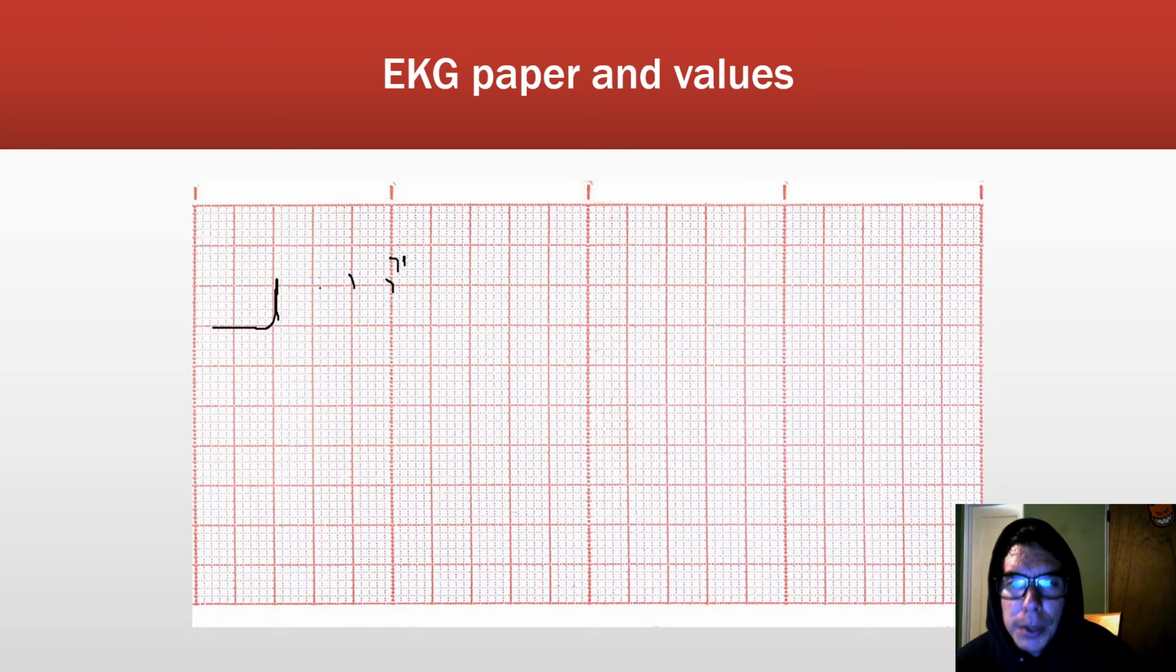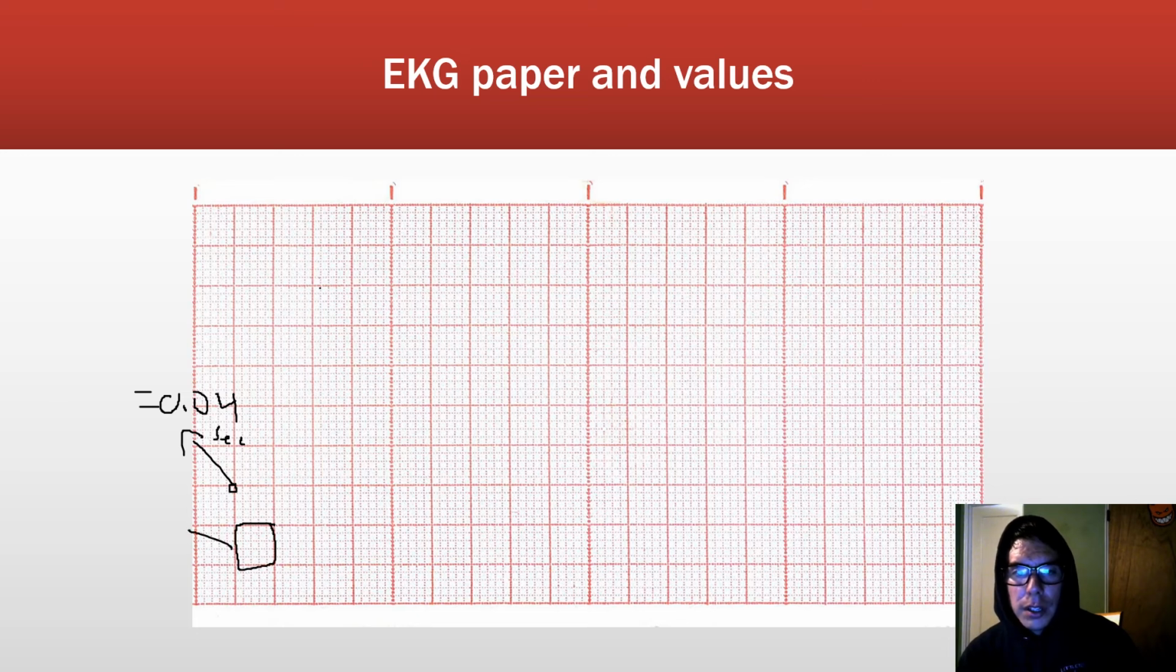But back to the paper here, each small box, so just this tiny little one here, each small box equals 0.04 seconds. There's 5 in each large box, so that means these large boxes equal 0.20 seconds.